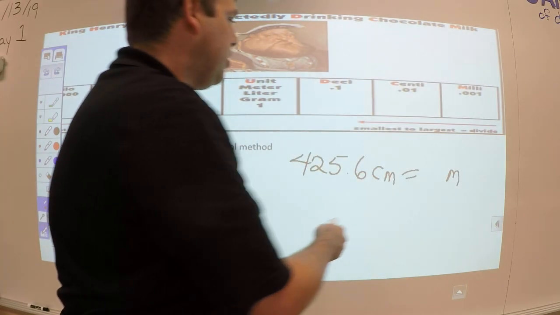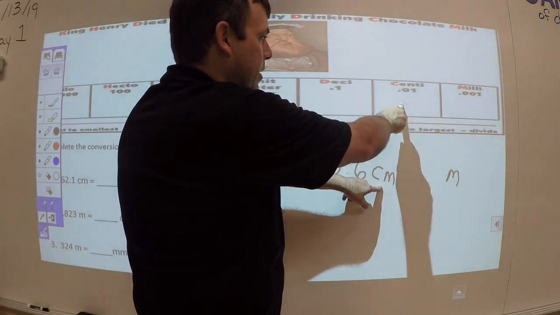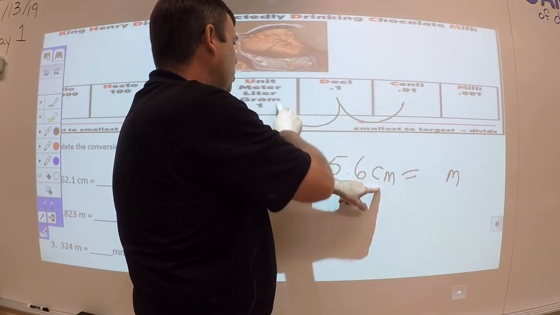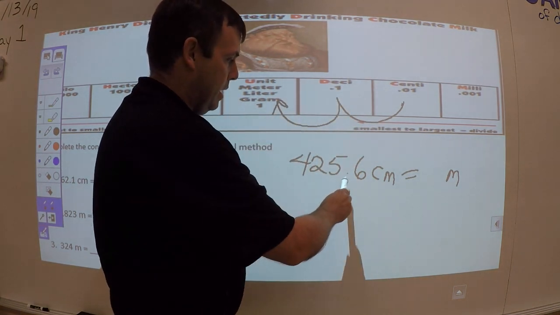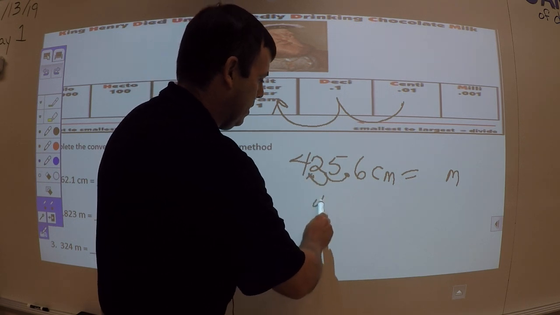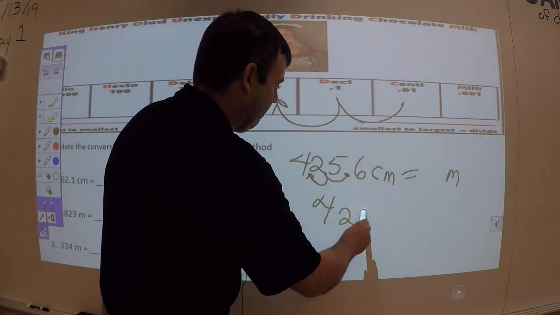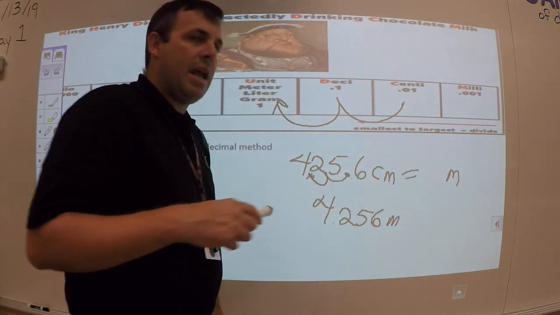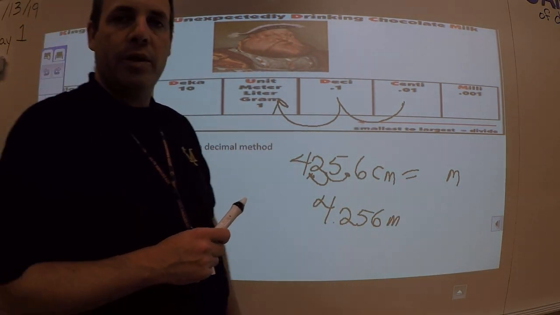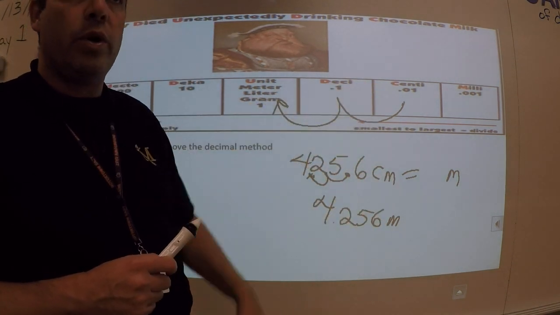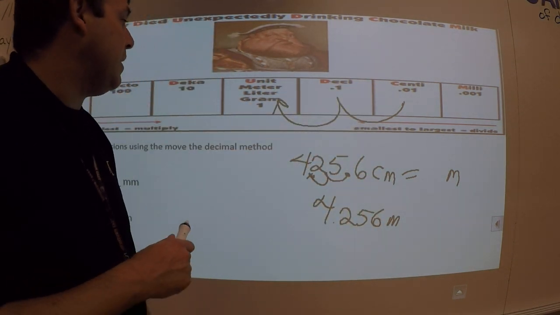Okay? I jump on the station at centimeters. I have to travel to meters. I've got to stop at every station. So it's 1, 2 stops to get to the unit. Here's my decimal point. 1, 2 stops. Gives me 4.256 meters, which is the same as 425.6 centimeters. So the trip can go left or right. It just depends where you get on the station and where you're getting off the station.